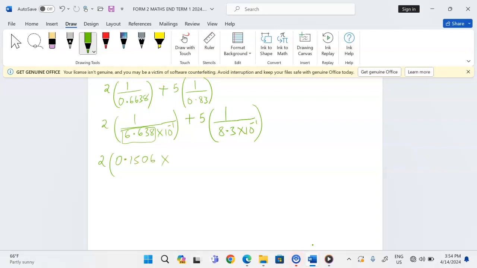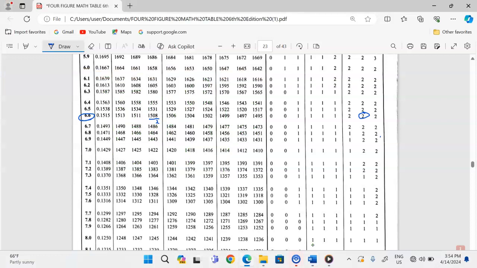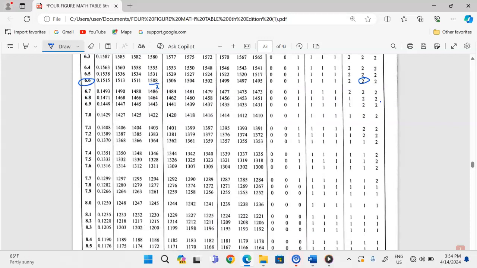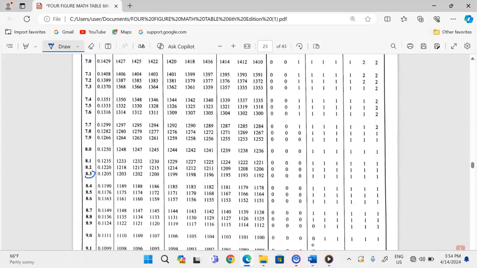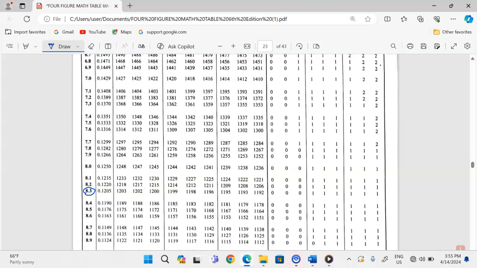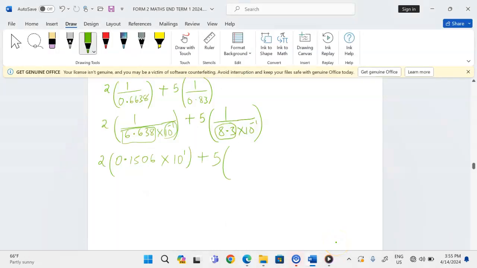0.1506, then times the reciprocal of this number, which is usually the opposite sign from what has been provided. So if this is 10 power 1, now it becomes 10 power 1 plus 5. The reciprocal of this part again, I'll read from the maths table. Therefore, from the maths table, I should be able to read the reciprocal of 8.3. So I go to 8.3 and I read the value as 0.1205.